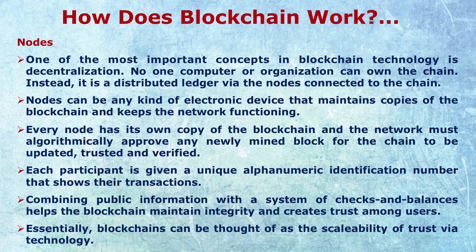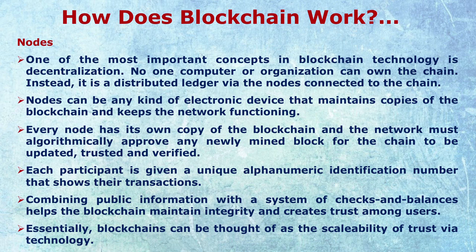The second component is nodes. One of the most important concepts in blockchain technology is decentralization. No one computer or organization can own the chain. Instead, it is a distributed ledger run by the nodes connected to the chain. Nodes can be any kind of electronic device that maintains copies of the blockchain and keeps the network functioning. Every node has its own copy of the blockchain, and the network must algorithmically approve any newly mined block for the chain to be updated, trusted and verified.